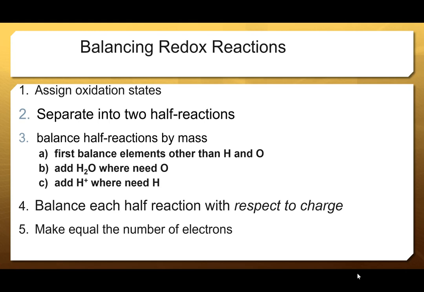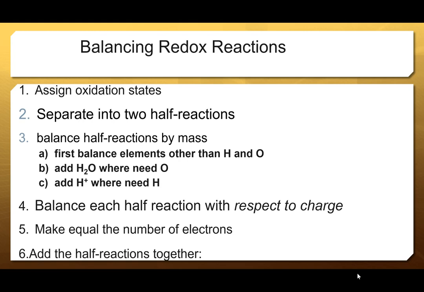So then in step 5, I would say, you know what? It's not 2 and 3. It's actually 6 and 6. So those are the 2 steps that piggyback off each other, that happen together. Balance each half reaction with respect to charge, and then make equal the number of electrons on both sides of the reaction arrow. And then the last thing you're going to do is write the 2 half reactions back together as one big reaction. And when you combine them back together as one big reaction, that will be a balanced redox reaction.